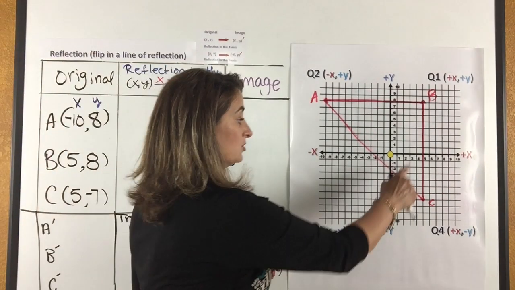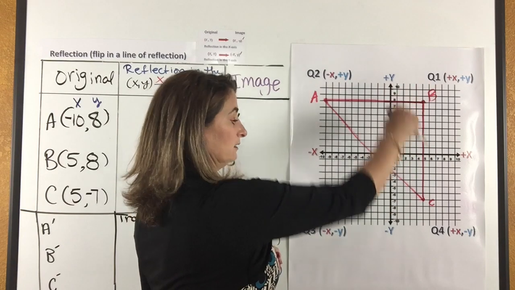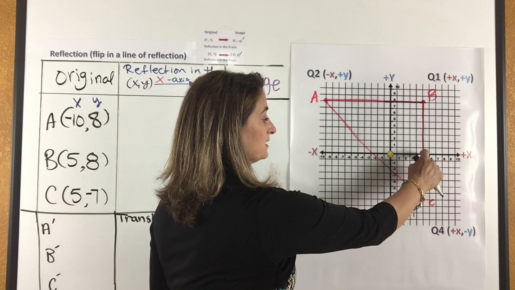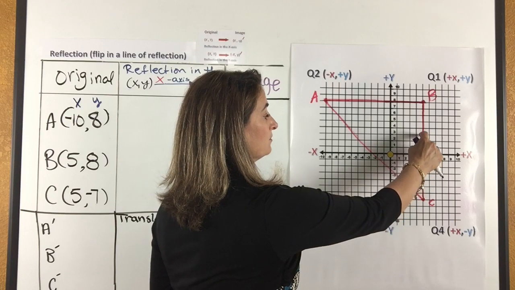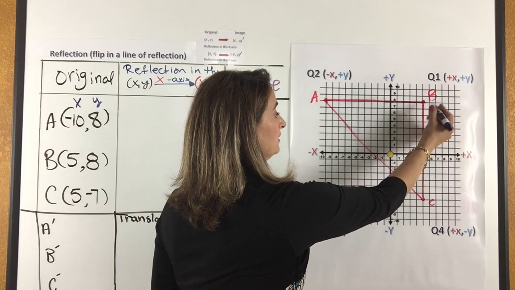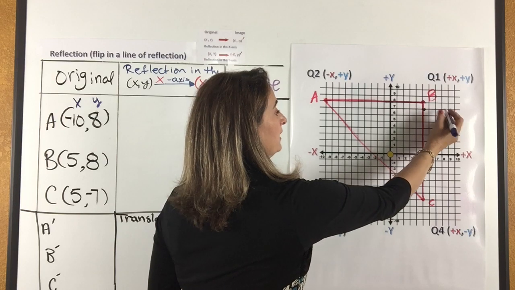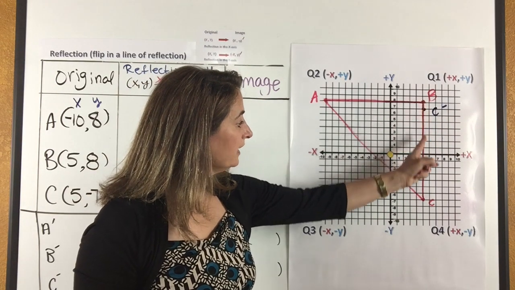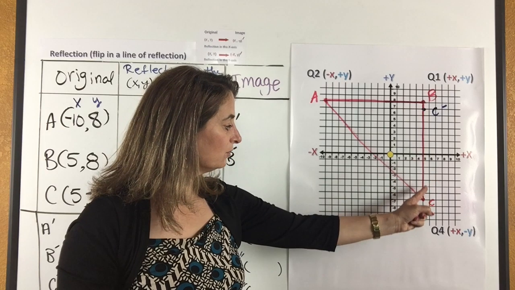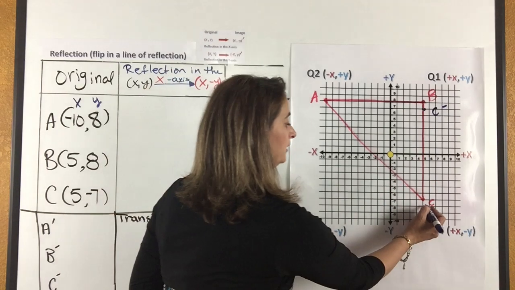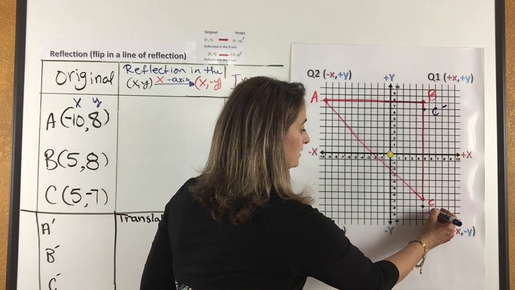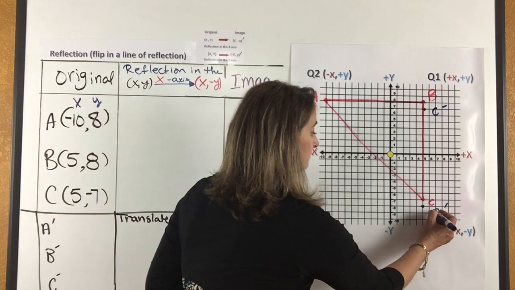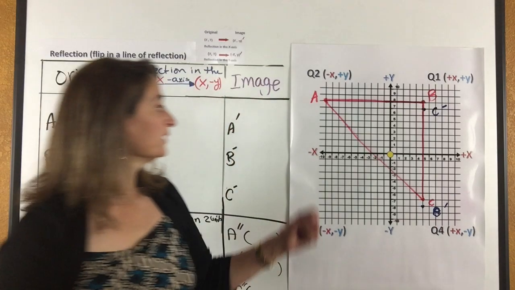C is 7 from the line of reflection, then go away from the line of reflection. So you have 1, 2, 3, 4, 5, 6, 7, go away 7, 1, 2, 3, 4, 5, 6, 7. You end up here, and that's your C prime. B is 8 to the line of reflection. Now go away 8, and you will end up right here. That's your B prime.